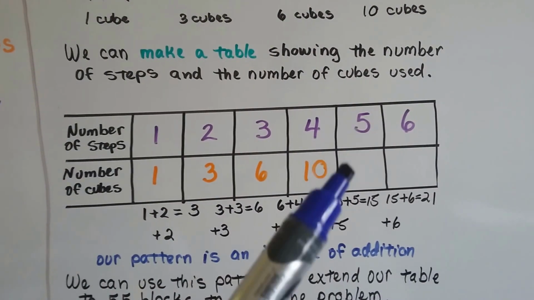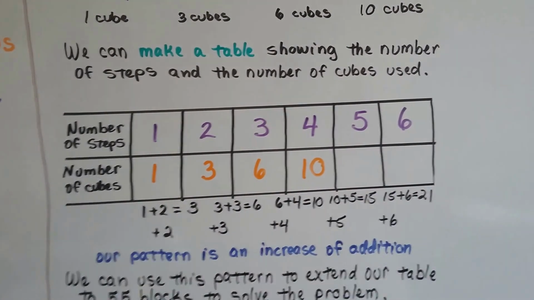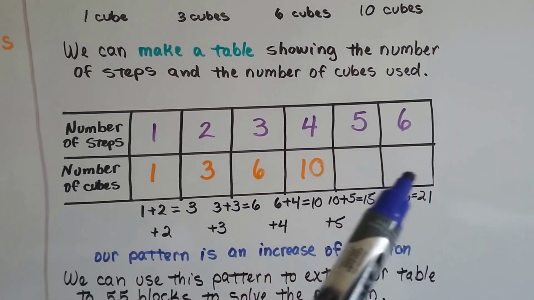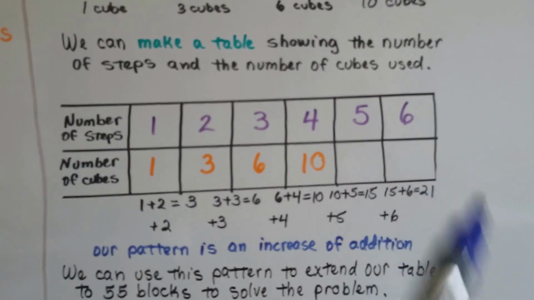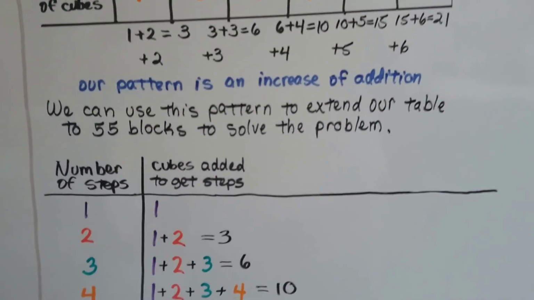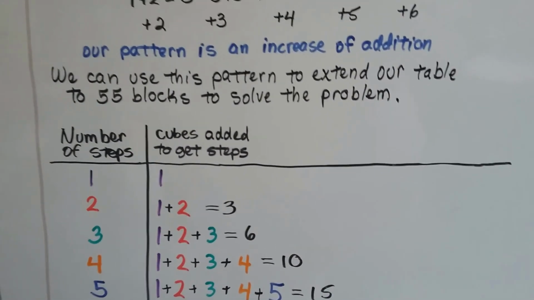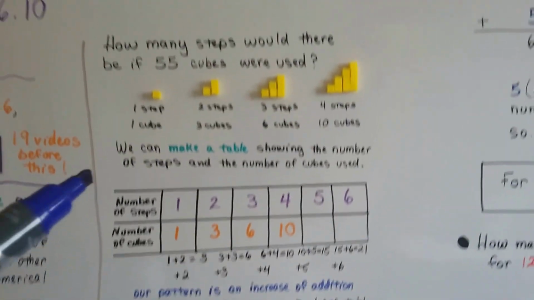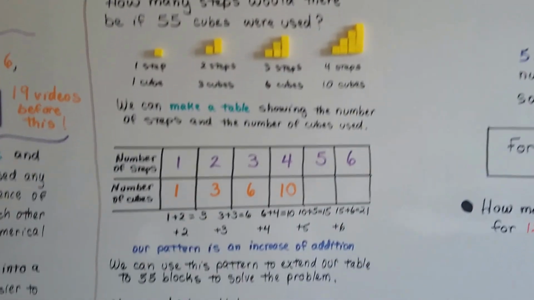So 10 plus 5 would be 15, and 15 plus 6 would be 21. And we could keep going. 21 plus, the next number would be 7. 21 and 7 is 28. We could just continue our pattern, couldn't we? And we can use this pattern to extend our table to 55 cubes to solve the problem, because it wants to know how many steps would there be if 55 cubes were used.